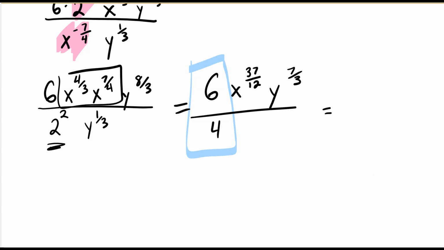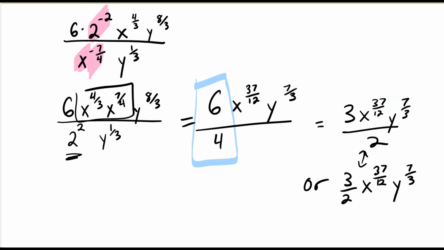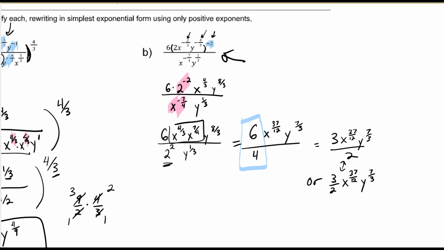So I can write this as 3 times x to the 37/12, y to the 7/3, divided by 2. Or, equivalently, if I wanted to put that 3 halves out in front, I could do that as well. But both of these are equivalent, so it doesn't really matter which one of these you use. They both represent a fully simplified form of our original expression after we apply all of our exponent rules.